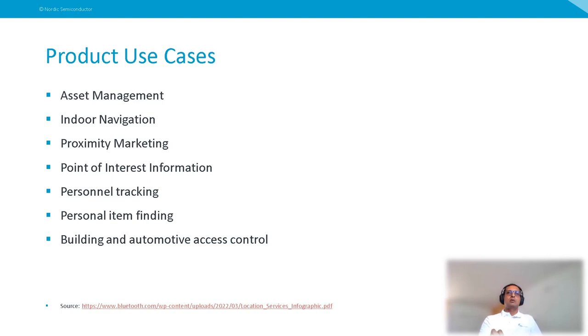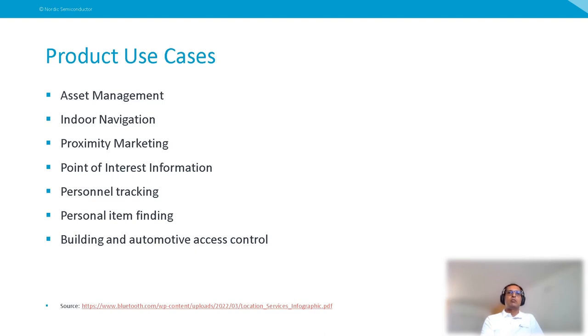Some product use cases of direction finding: asset management, to account for and keep track of critical resources in an establishment or facility; indoor navigation and positioning, say having a map on your phone when inside a mall or shopping center, maybe locating facilities or labs inside a hospital, etc.